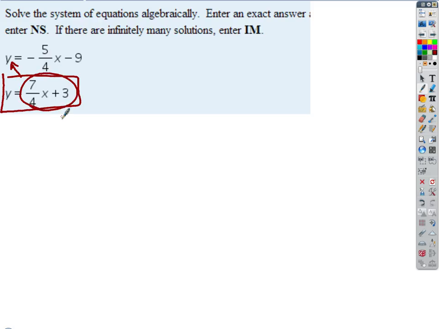So if I do that, everything that used to be a y in the top becomes a 7/4 x plus 3, right? And this whole equation then becomes 7/4 x plus 3, what used to be a y, equals negative 5/4 x minus 9.